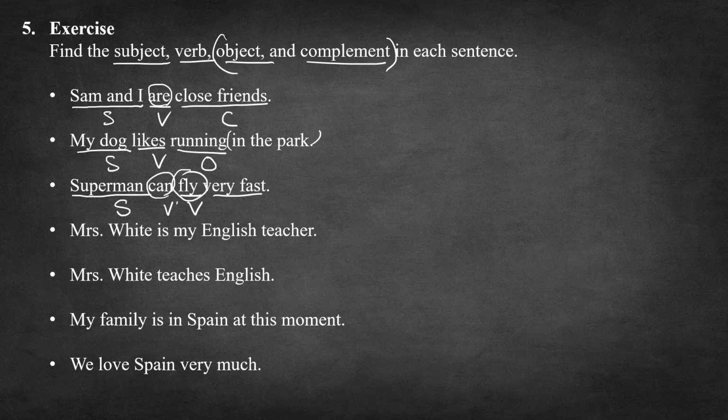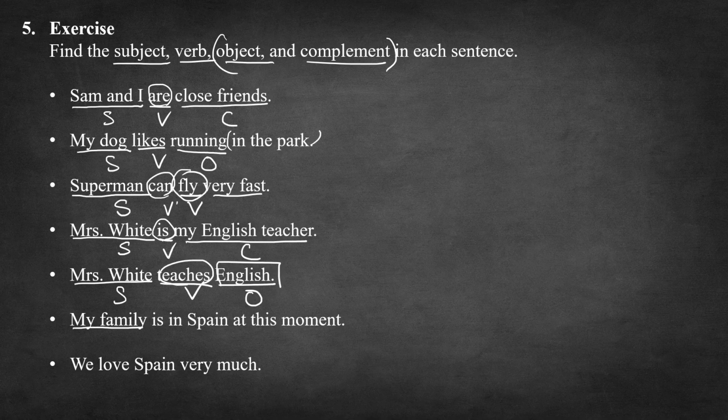Mrs. White is my English teacher. Mrs. White is the subject, and is is the verb, so this is a state verb, so you need a complement. My English teacher is the complement. Mrs. White teaches English. Mrs. White is the subject, teaches is the verb, and this is an action verb, and this is transitive, so it needs an object, so English is the object.